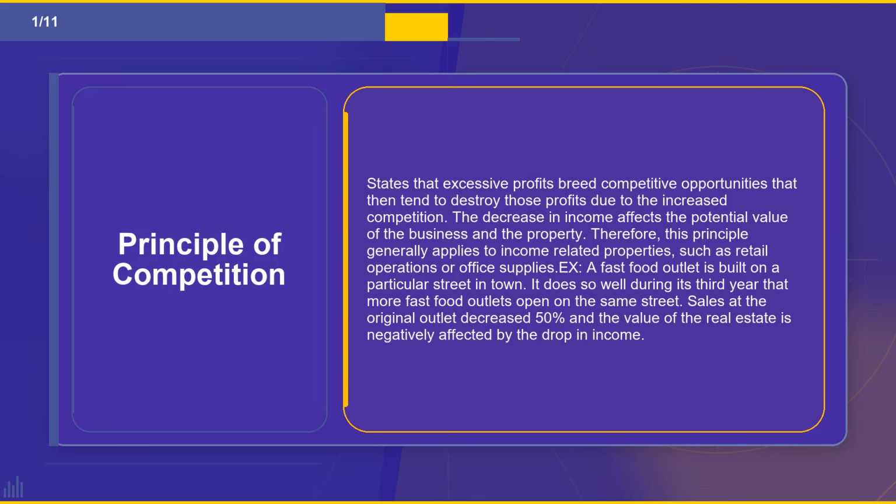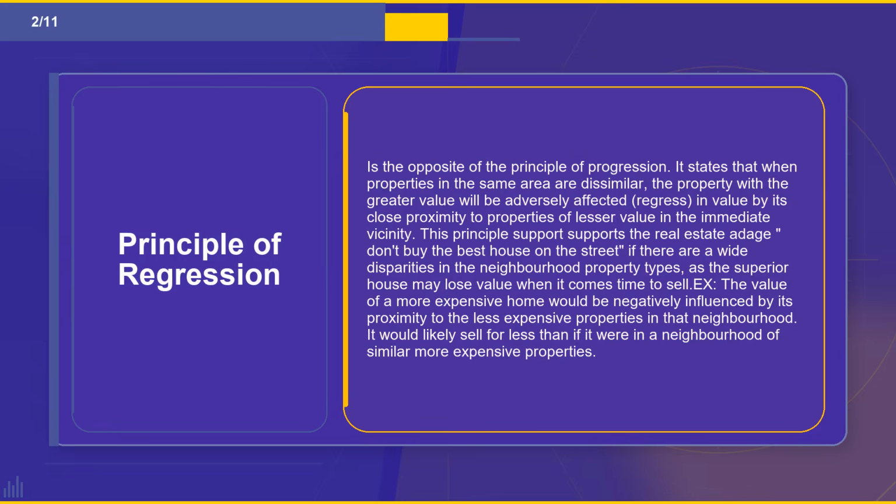Example: A fast food outlet is built on a particular street in town. It does so well during its third year that more fast food outlets open on the same street. Sales at the original outlet decreased 50% and the value of the real estate is negatively affected by the drop in income. Flashcard 2. Term: principle of regression.